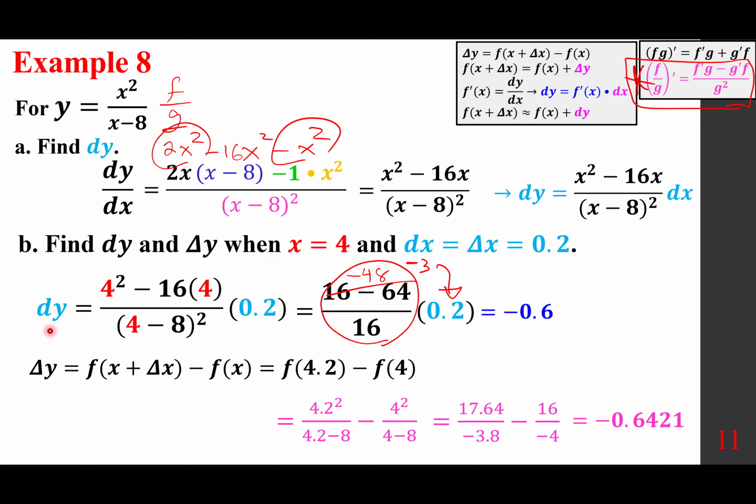Put it into a calculator. You see a number close by. And again, this was easier to evaluate. This, perhaps you have to use a calculator, and the two numbers are fairly close, negative 0.6 versus negative 0.6421.